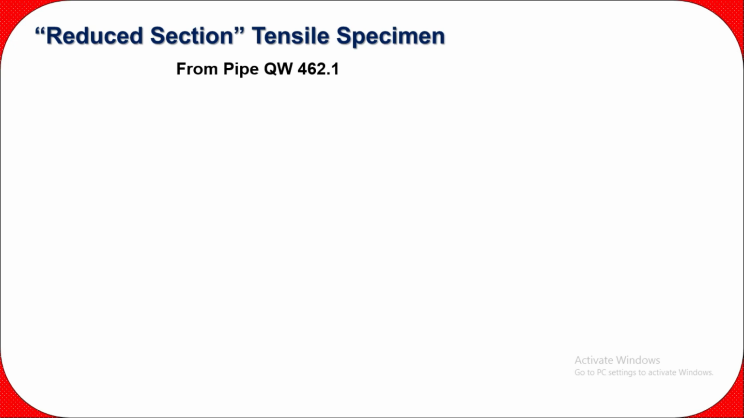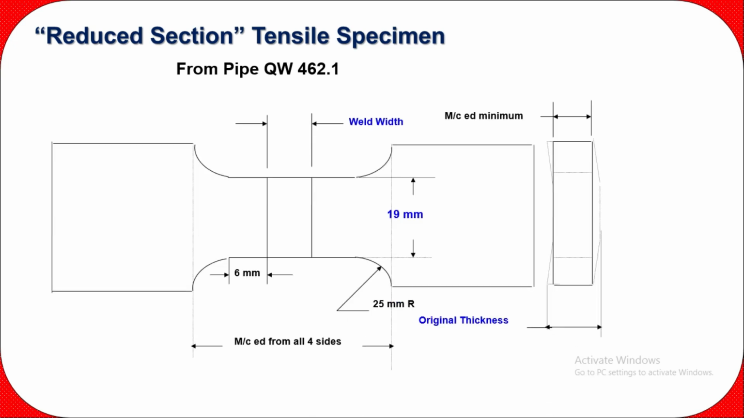Now, reduced section tensile specimen. This is a reduced section tensile specimen from pipe, QW462.1. You can see how we have to mark the reduced section tensile specimen, how we have to sketch that area, and how to prepare this tensile test.